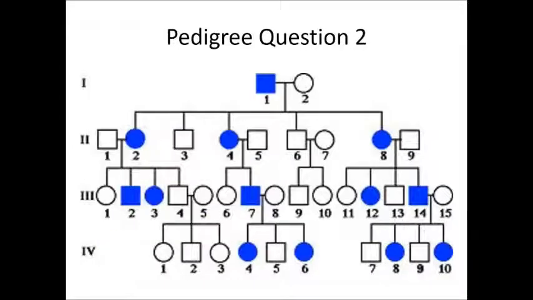All right, here's our second pedigree chart. And again, we first of all want to look, are there carriers? Does the trait skip a generation? And again, the answer to both of those questions is no. Remember, if we get an answer of no to those two questions, typically we're looking at a trait that's dominant.